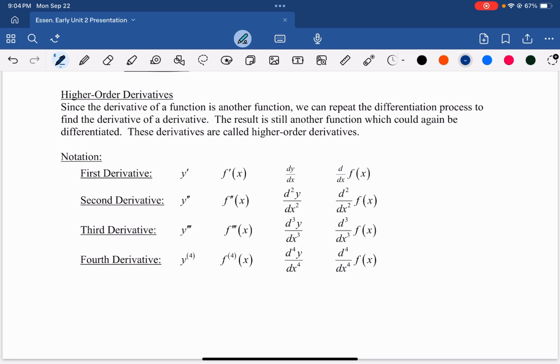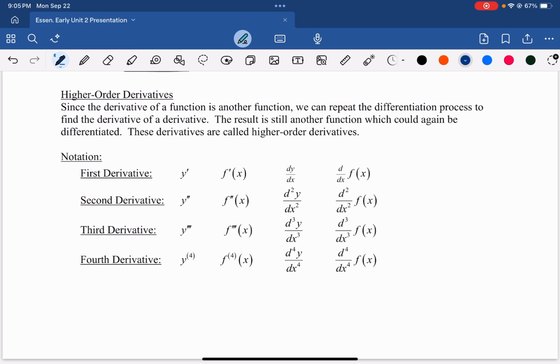And just our different ways to write these. So y prime, y double prime, y triple prime, and then we essentially have like y fourth prime. That's just the notation. And then we have f prime, f double prime. And then dy dx, and then we've got where we add those superscripts.